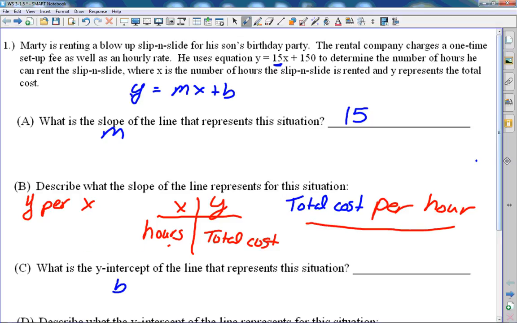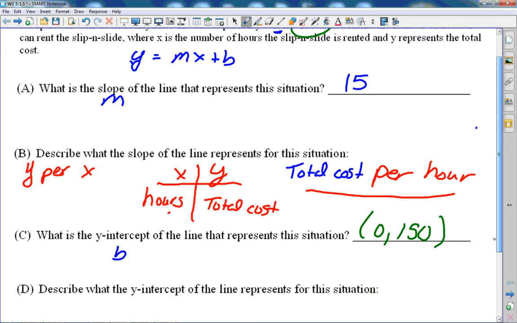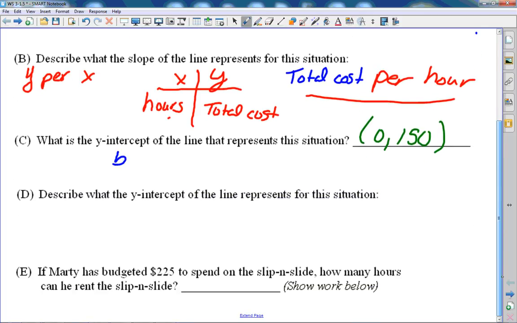Next it says, what is the y-intercept? The y-intercept is this number right here, but remember when we write it as an ordered pair, we have 0 and 150. Describe what it represents for this situation. There is an hourly rate. Well, that's what we just did right here. It was a cost per hour, and a one-time setup fee. That right there is my constant. That's my y-intercept. One-time setup fee.